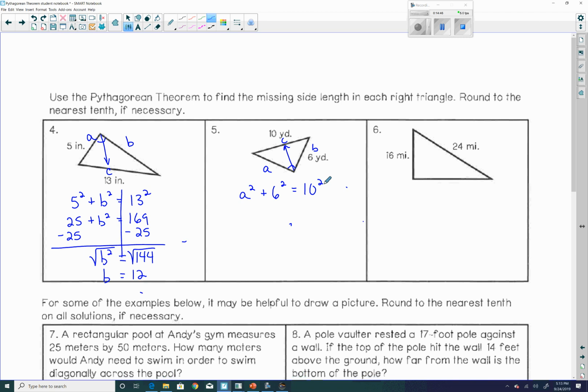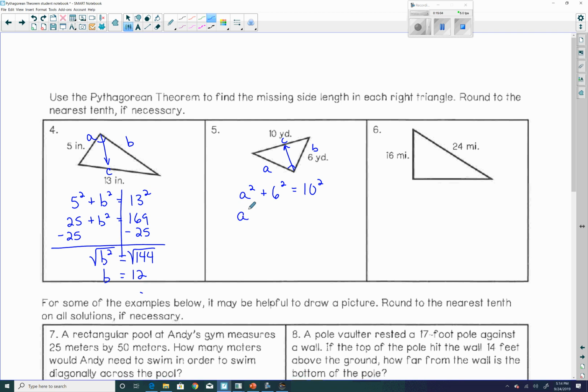Okay, again, if you labeled the opposite, if you said that the 6-yard side was A and the other side was B, that's fine. You're going to get the same answer. We're looking for the missing leg, and they are interchangeable. It really does not matter which one you label as A and which one you label as B.